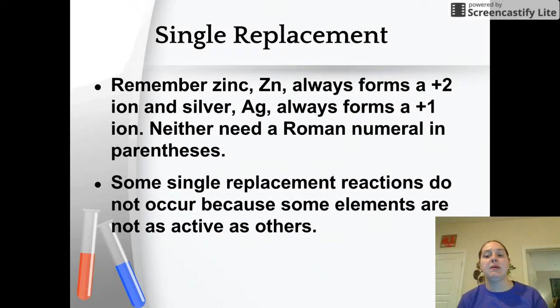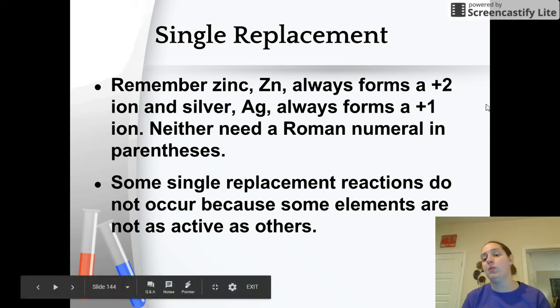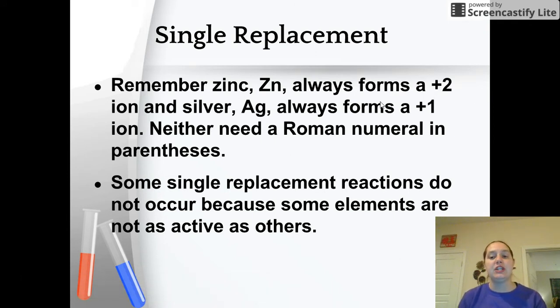There is one side note I need to make here. Zinc is always going to be +2 despite the fact that it's a transition metal. It actually has a set oxidation state. So anytime you see zinc now, you can assume it's +2. You won't see Roman numerals for this anymore. And silver is another one, Ag. It's always going to be +1. Even though it's a transition metal, it has a set charge. So again, no need for Roman numerals for that. The reason I say these here is because they often pop up in single replacement reactions, okay?